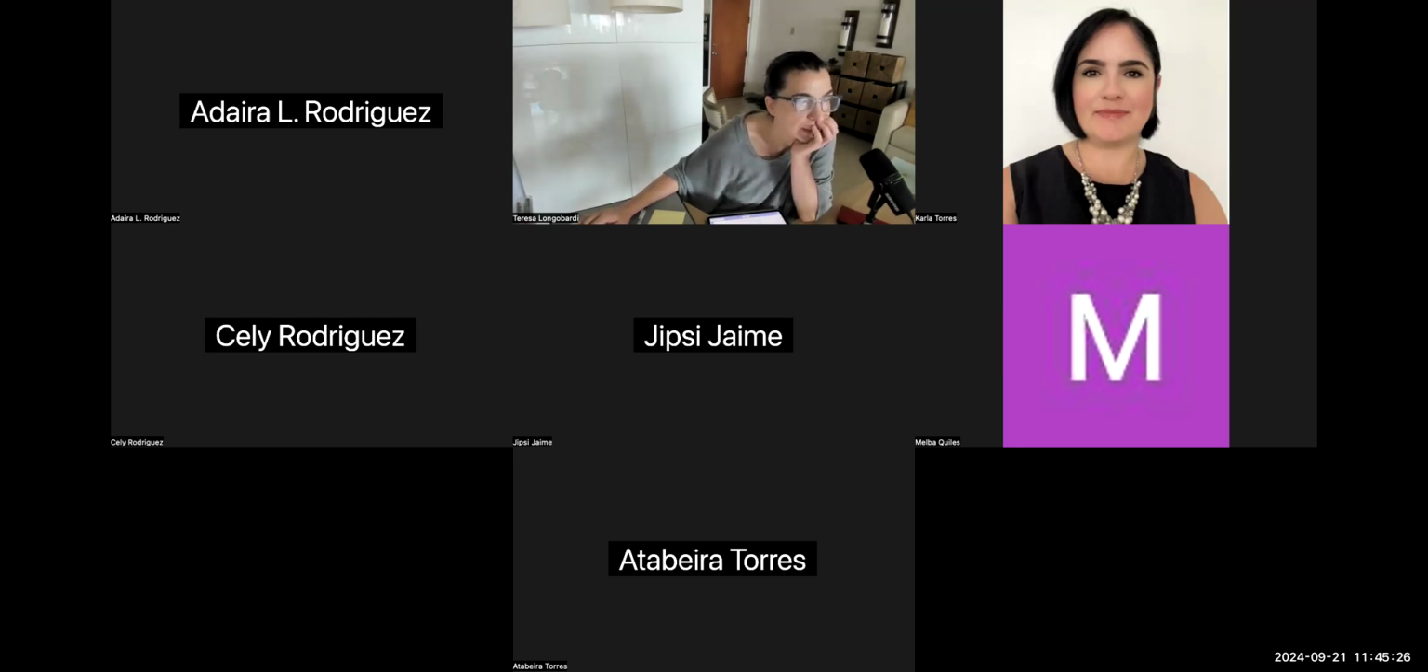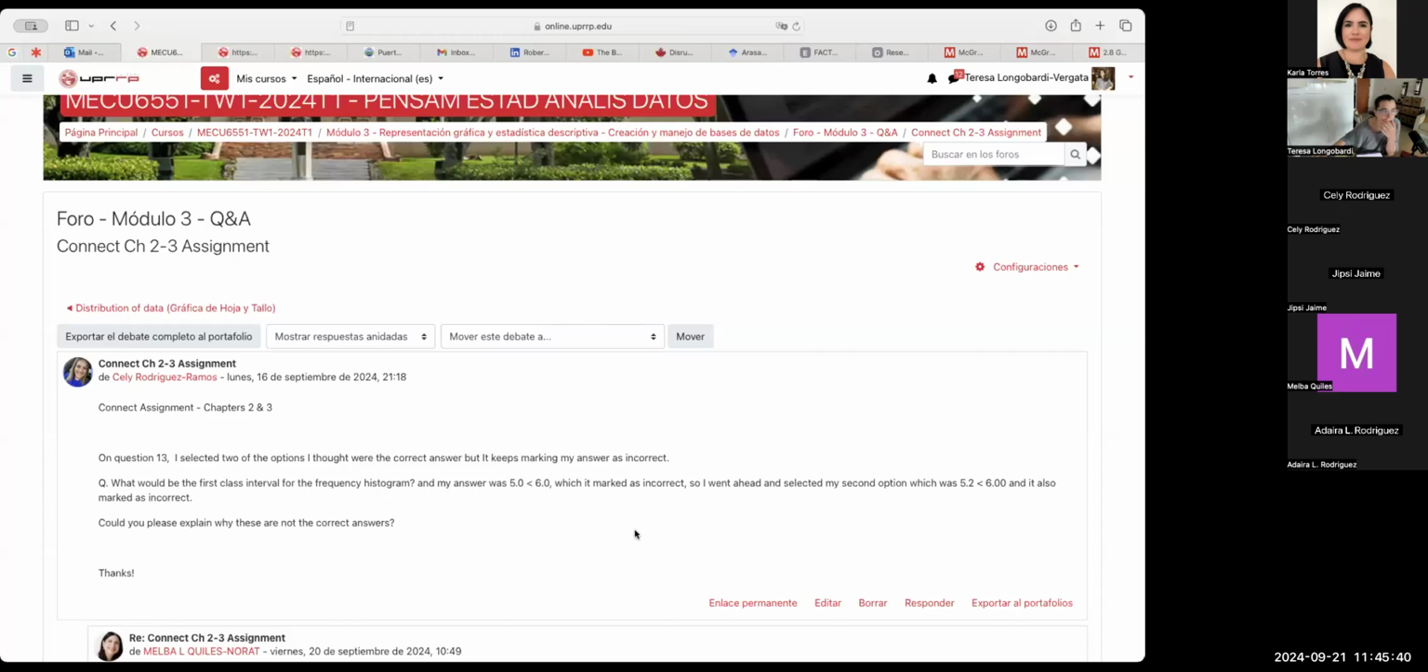What would be the first class interval for the frequency histogram? Okay, I have to look at it. So let me... Okay, so I'll just show everybody here. This is the question. For you it was 13, but it randomizes the selections. Yeah, it's going to be different for everyone. So I have to look for this one with the frequency histogram.